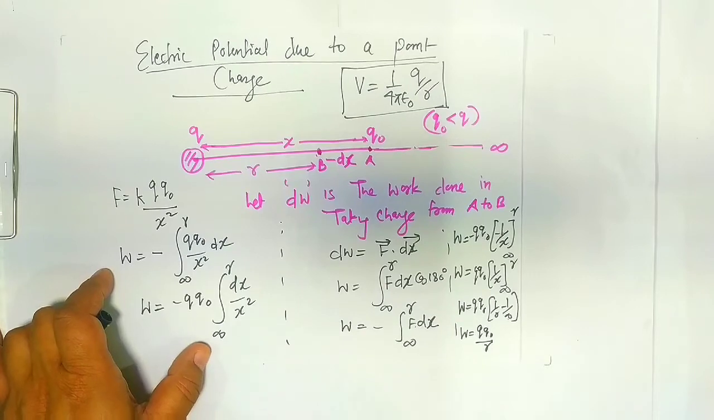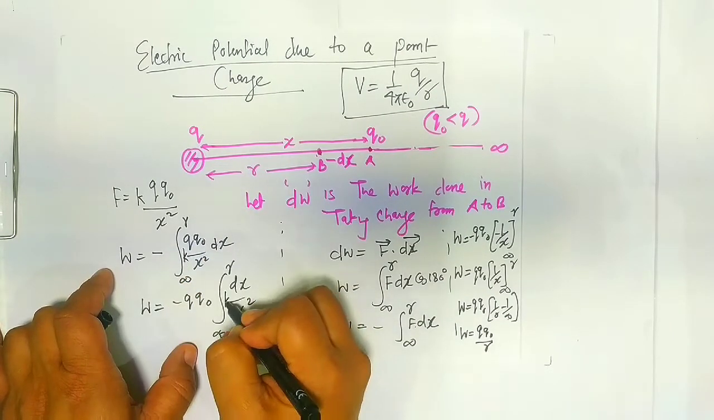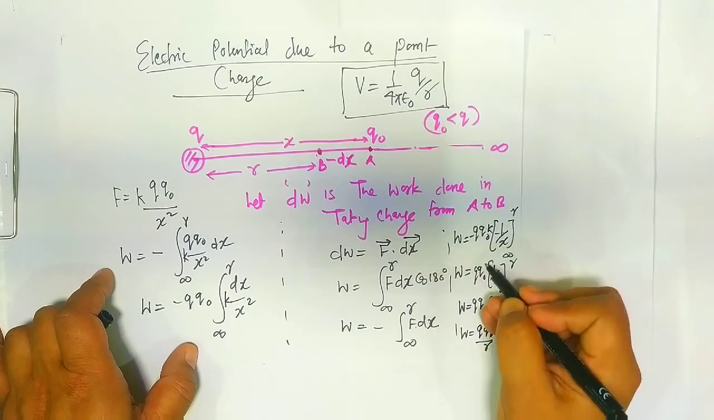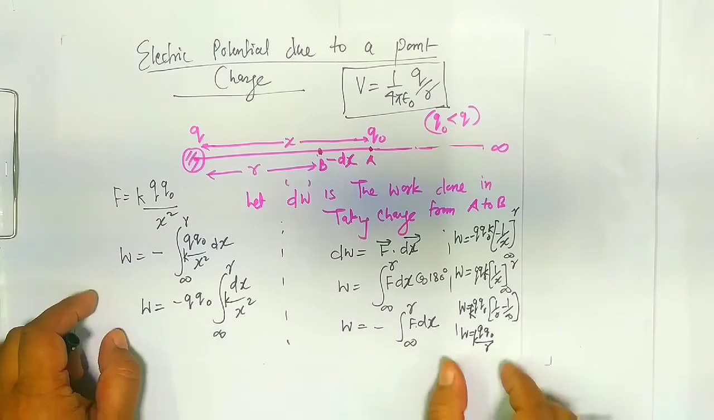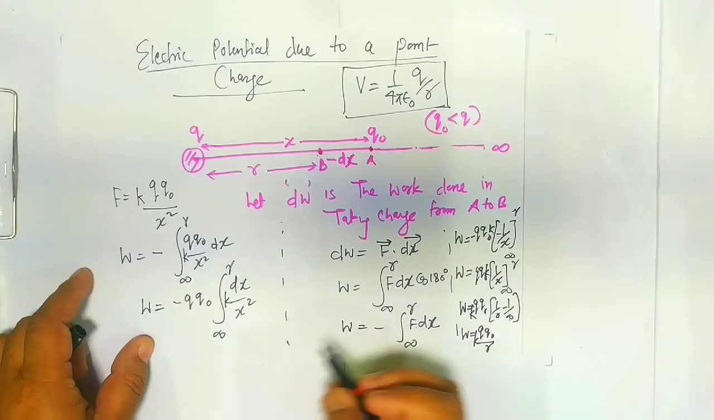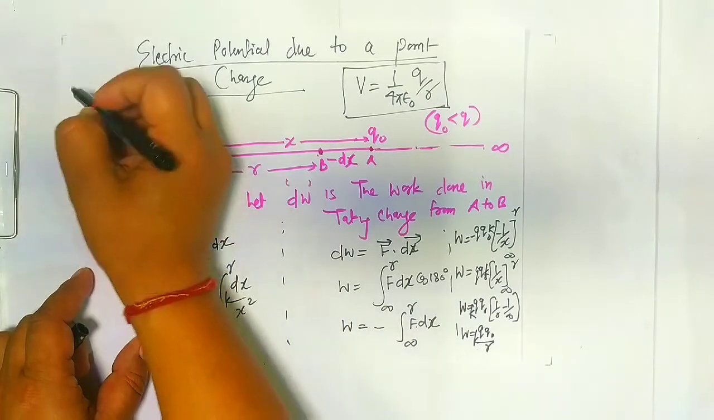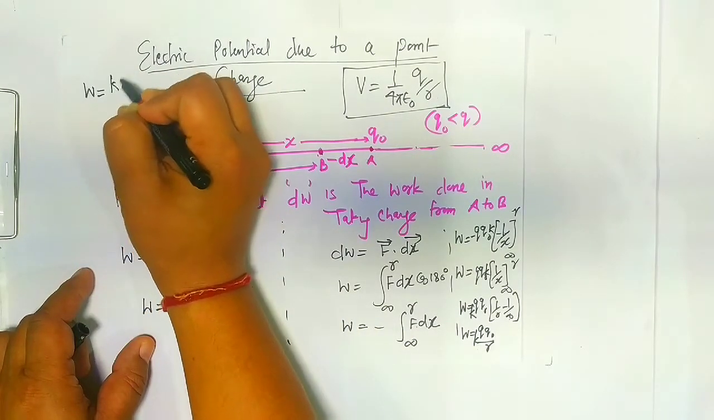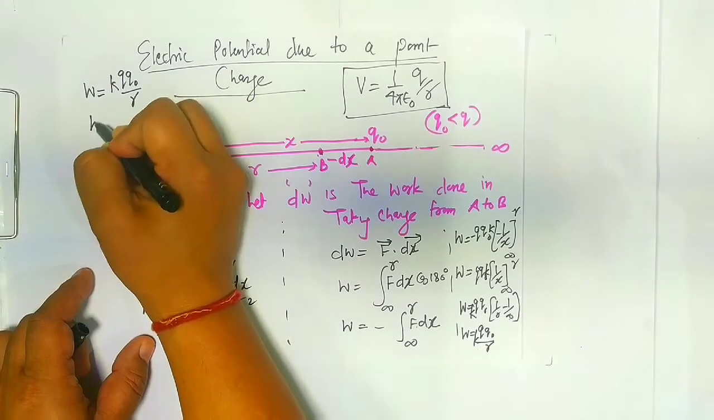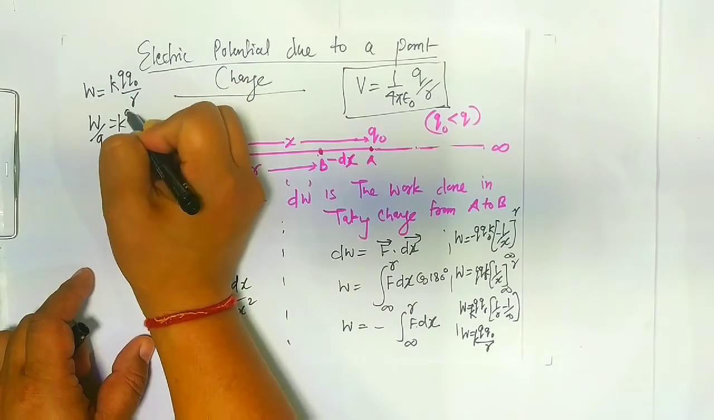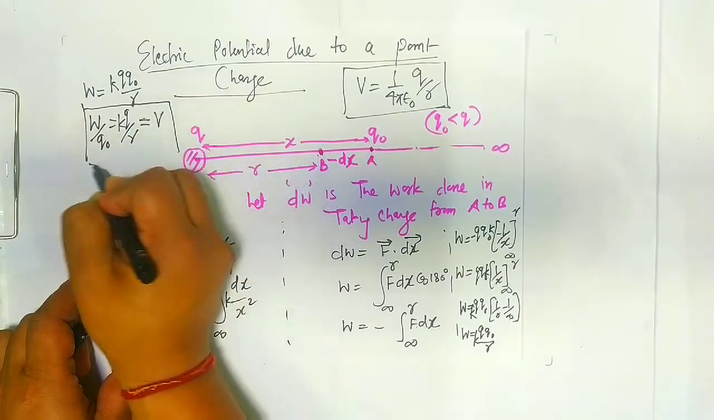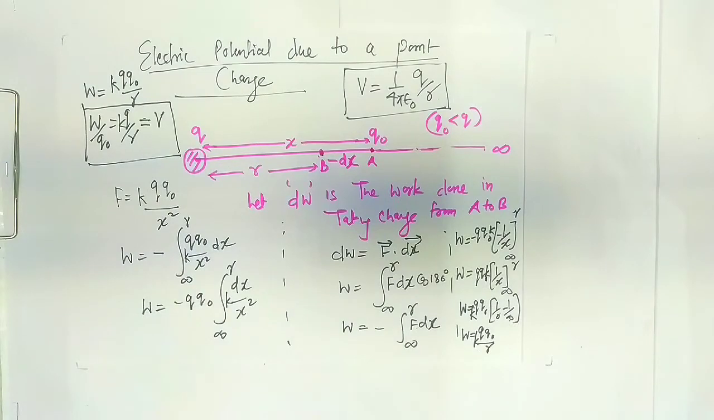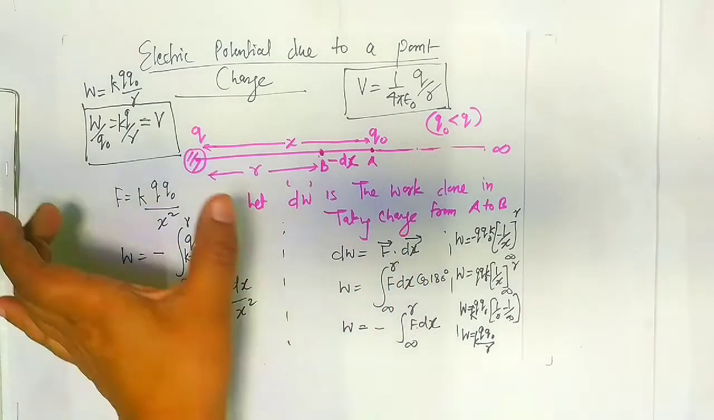So this is the concept, and this constant is coming here. So it is k q naught by R. So ultimately, if I say what is the work done, so work done has come K Q naught by R. And what is work done per unit charge is KQ by R. And that is defined as electrostatic potential. So this is the derivation related with electrostatic potential due to a point charge.